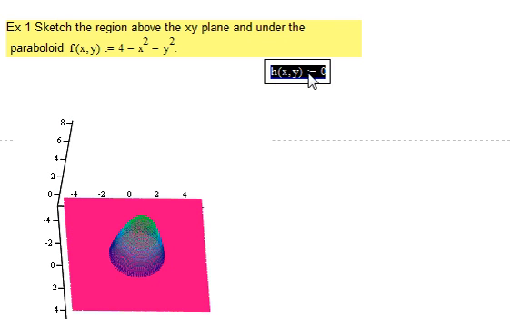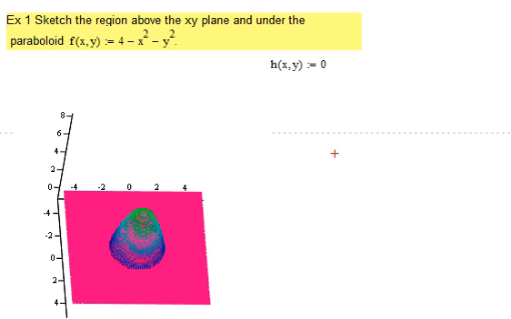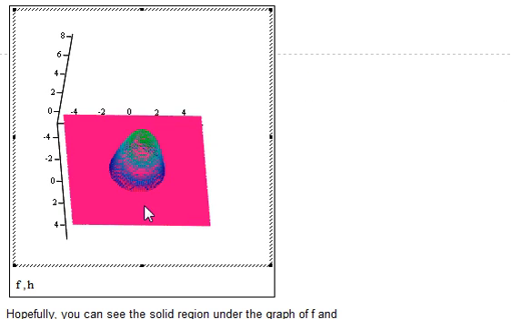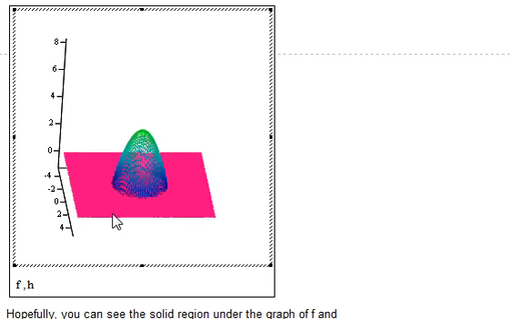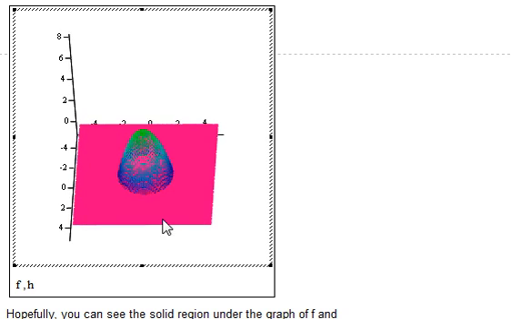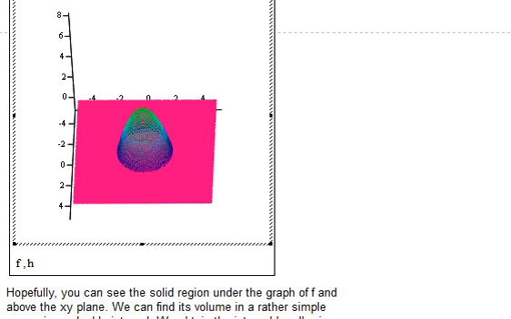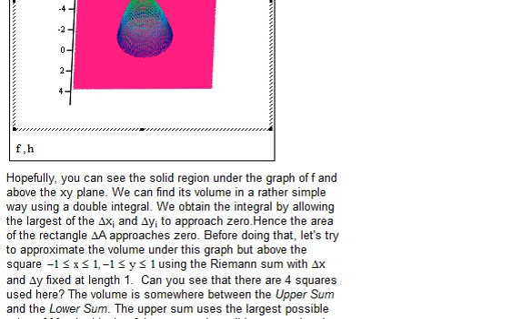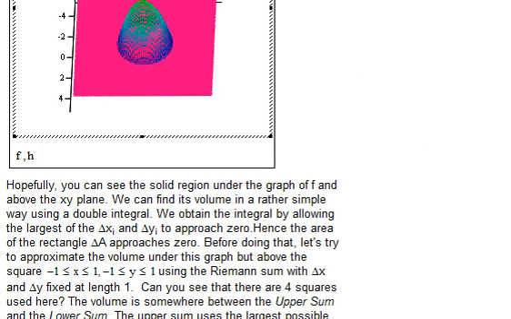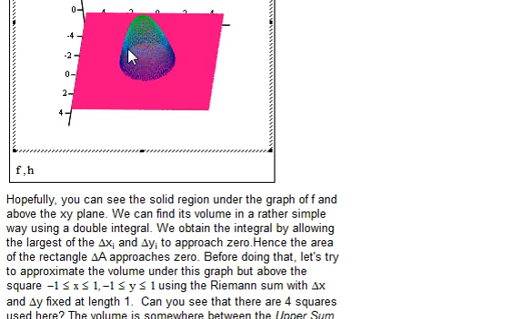And I defined this function h so I could draw the xy plane. That's what that hot pink colored plane is. So hopefully you can see the solid region under the graph of f and above the xy plane. In other words, what's inside this cage, more or less.